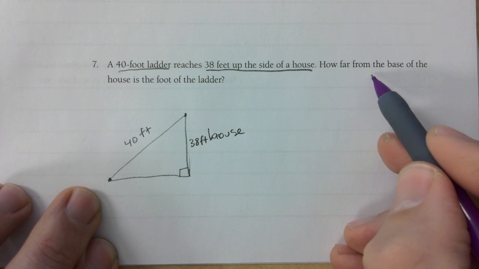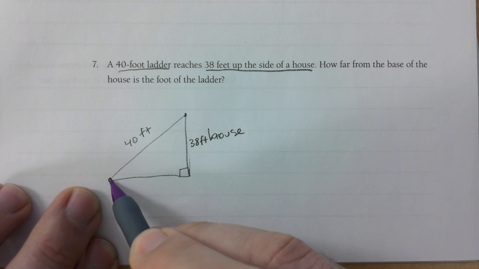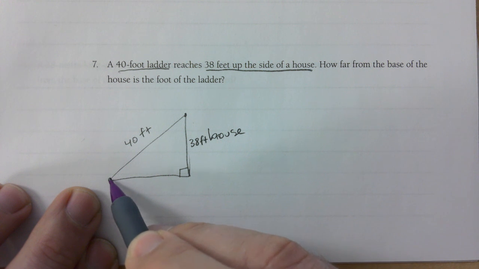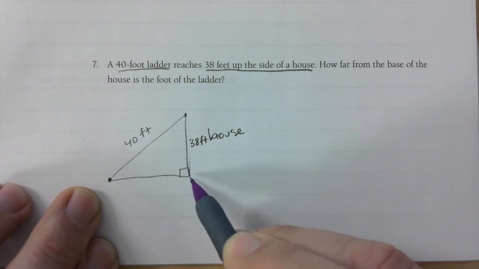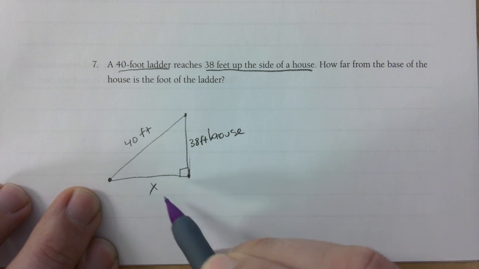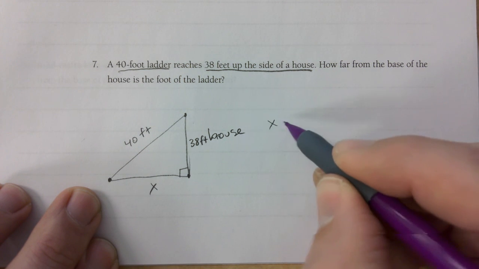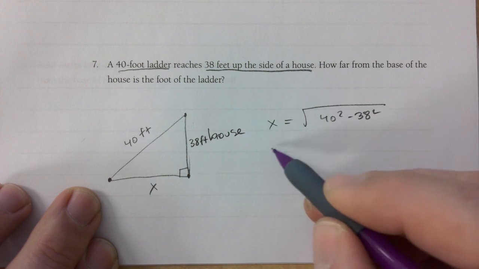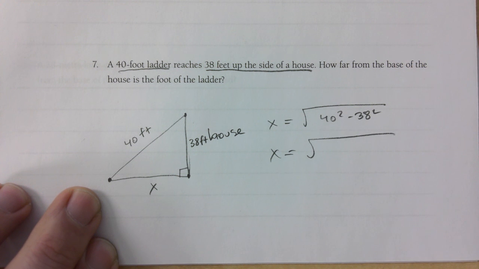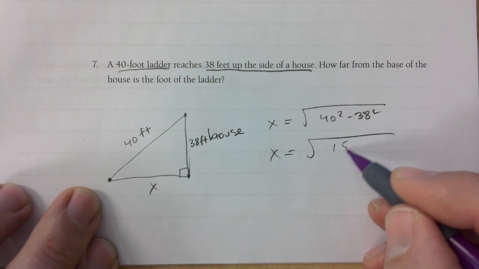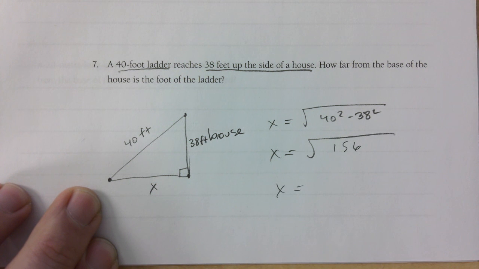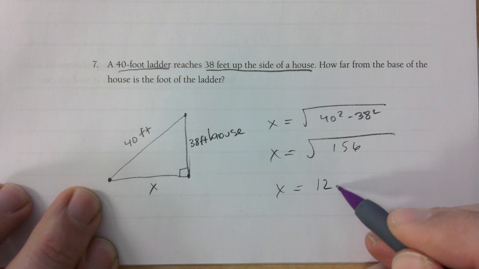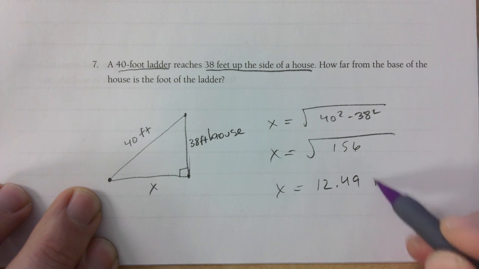So they want to know how far is the base of the house from the foot of the ladder, right? This is the foot of the ladder. This is the base of the house. They're asking for it. It is a leg, so it's 40 squared minus 38 squared. So the hardest part here perhaps is coming up with a diagram. And that's 12.49 feet.